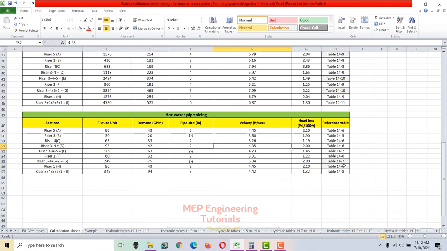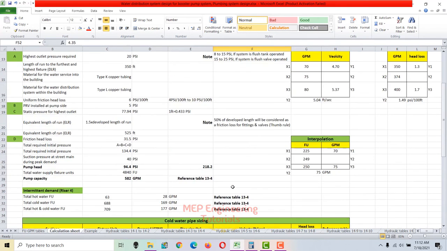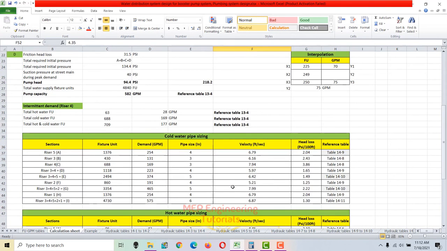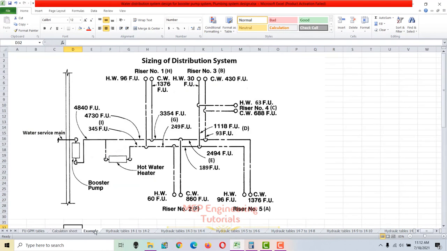So in the same way, you have to calculate the pipe sizes for all other sections, the sections as I have written here in the table. So the last thing I have to tell you over here is you have to calculate the pipe size for this section from booster pump discharge up to the point where connection is taken off to the hot water heater.